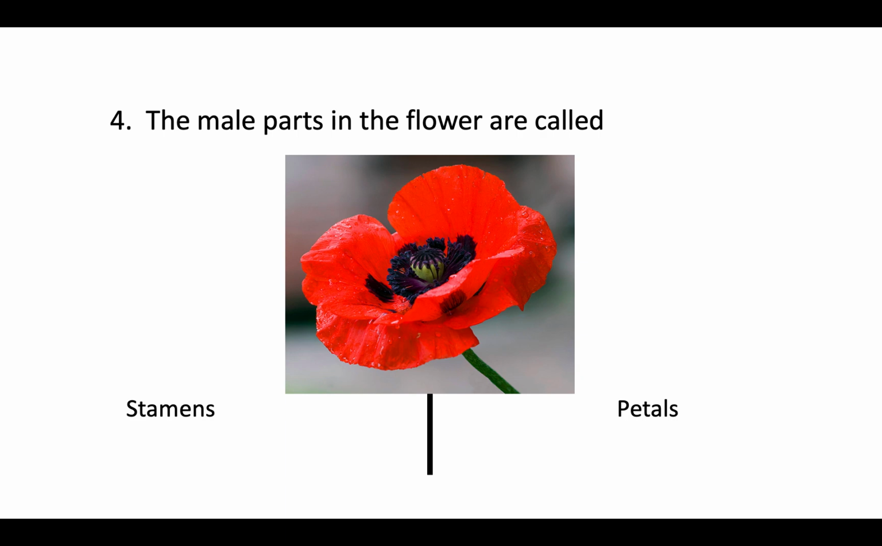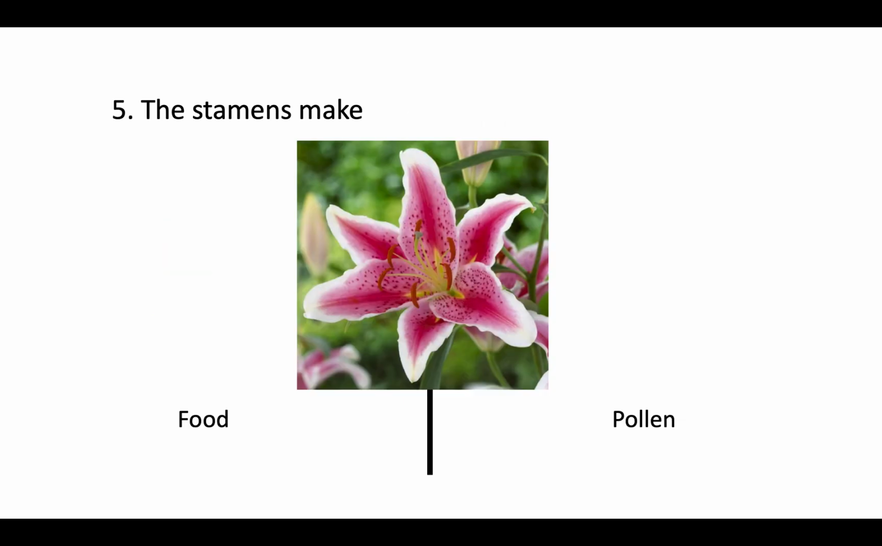Good. Number 4, the male parts in the flower are called, is it the stamens or the petals? Is it A, stamens, or B, petals? And of course the answer is A, stamens.